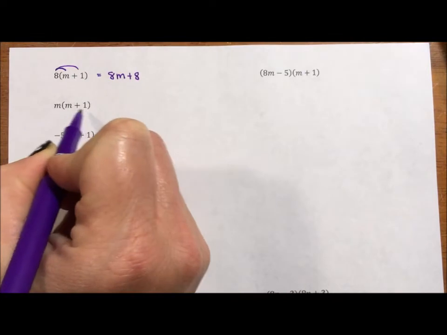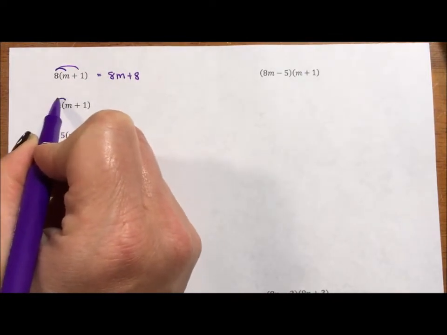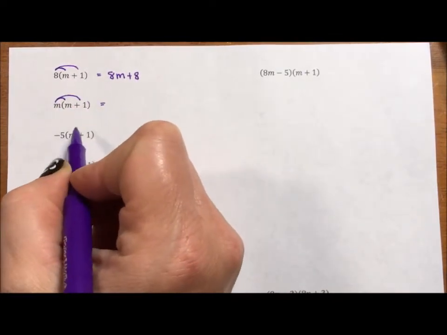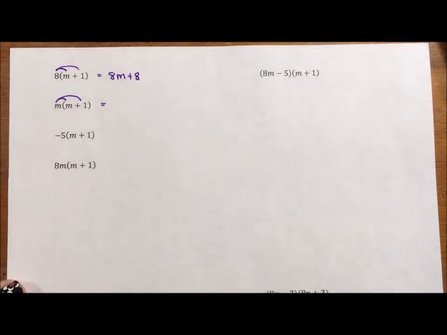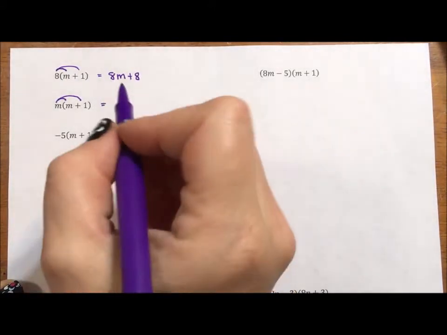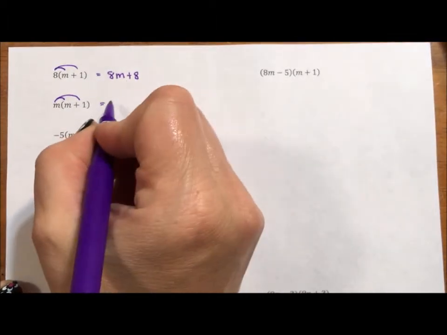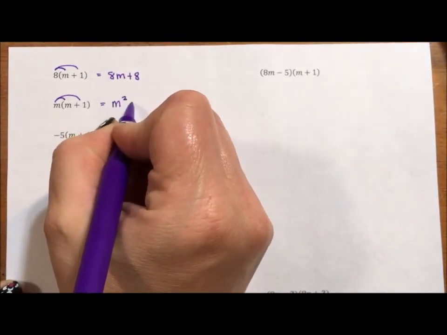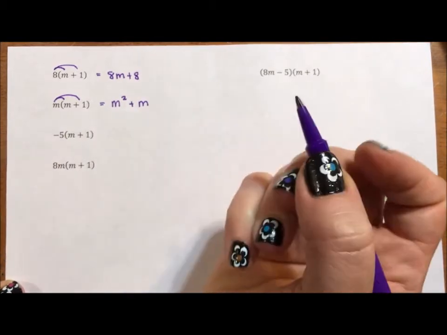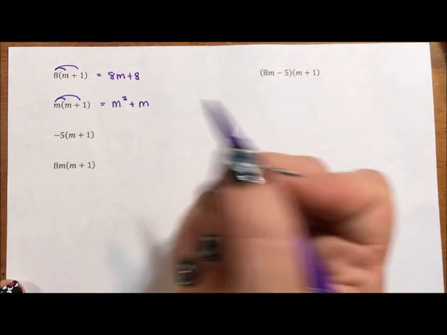Here in the second example, the monomial is an m, and it will multiply in. M times m is not 2m. 2m is 2 times m. One of the multipliers is 2. Here we have m times m, so we need to use an exponent. M squared plus m. You could write 1m. I usually don't write my 1's.